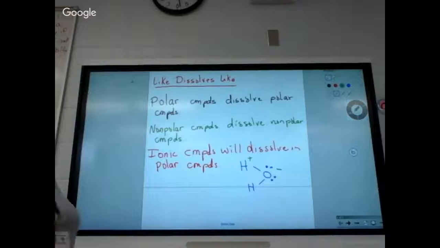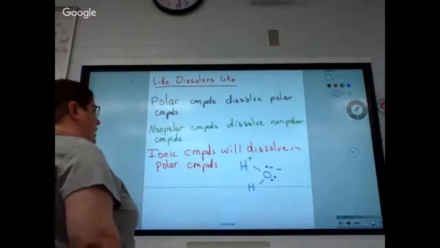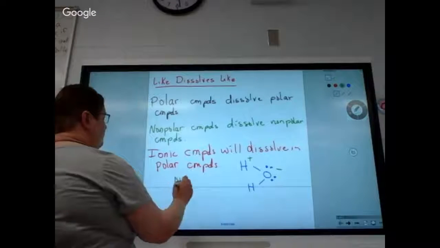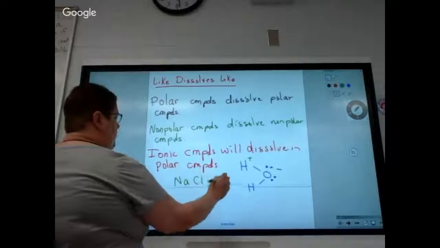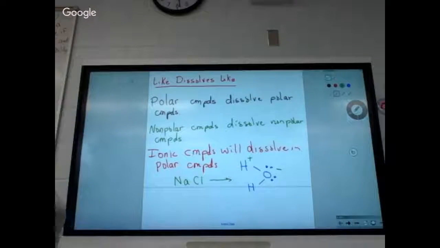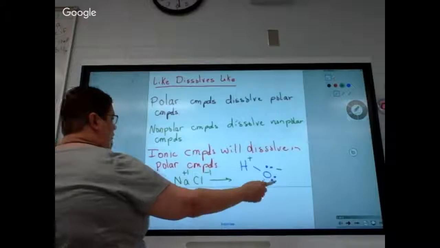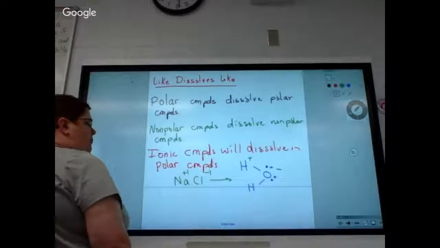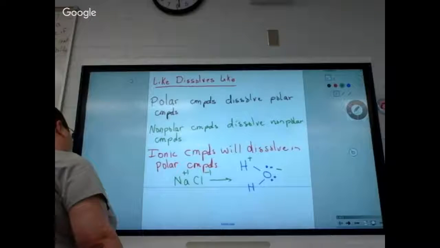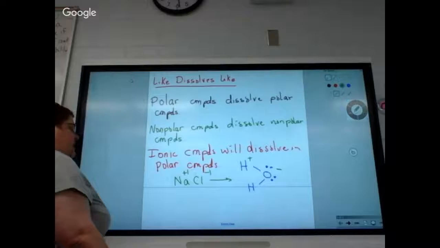Okay? Now, if ionic compounds, such as let's just take salt, is put in water, what charge does the Na have? Plus 1. Chlorine. Minus 1. So the oxygen is going to try to attack and pull off the which one? Minus 1.